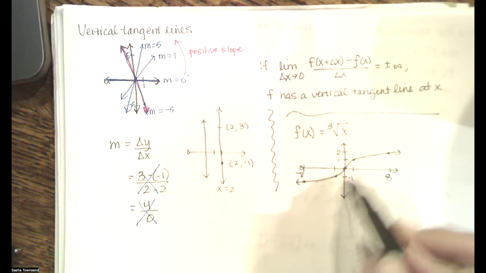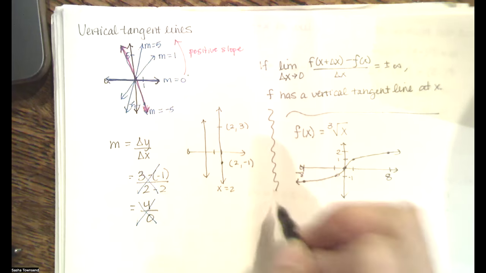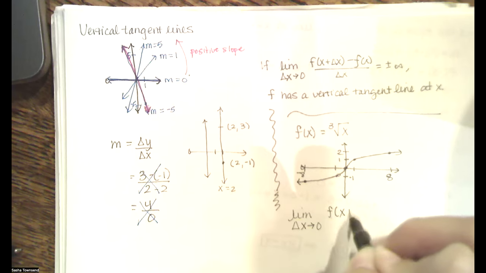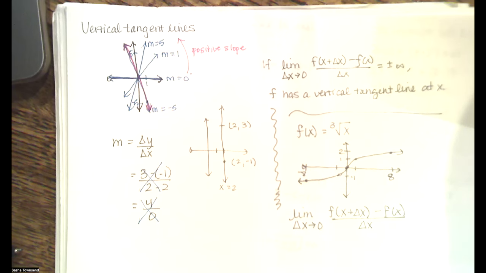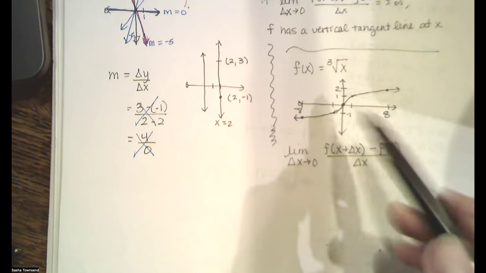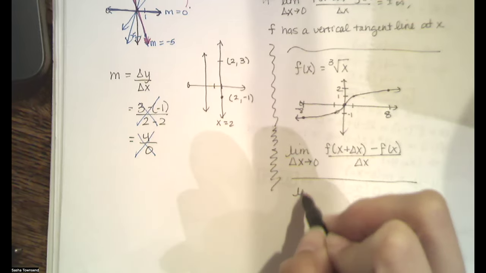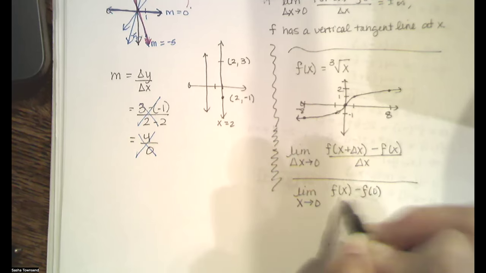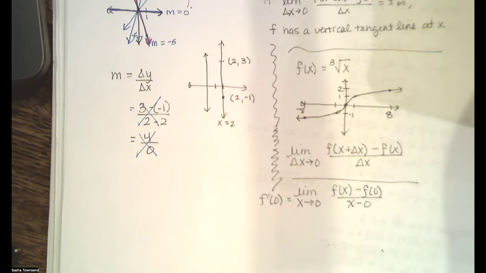And the way I've drawn it, it doesn't look like it has a vertical tangent line. But I believe that this has a vertical tangent line at x equals 0. To show that, let's compute the limit as delta x approaches 0 of f of x plus delta x minus f of x divided by delta x, then show what that is as a function of x, and then show that it's undefined at x equals 0. Or we could use that second limit definition that we talked about. We could compute the limit as x approaches 0 of f of x minus f of 0 divided by x minus 0. And that is also the derivative, but it's the derivative at a particular value. It's the derivative at x equals 0.